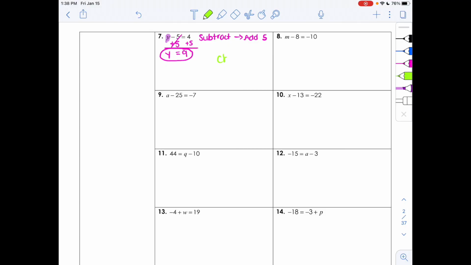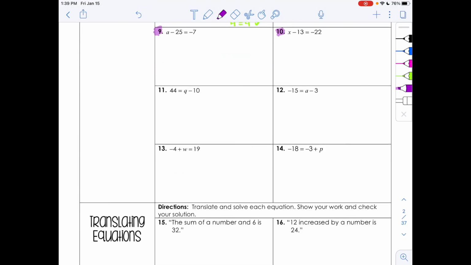Then we can check our answer. Starting with our original equation, y minus 5 equals 4. And then we're going to replace our variable with 9 because we found that y equals 9. So 9 minus 5 equals 4. 9 minus 5 is 4 equals 4, which is true, so I know I'm correct. Go ahead and highlight number 8, and then highlight 9 and 10, and let's take a look at number 11.